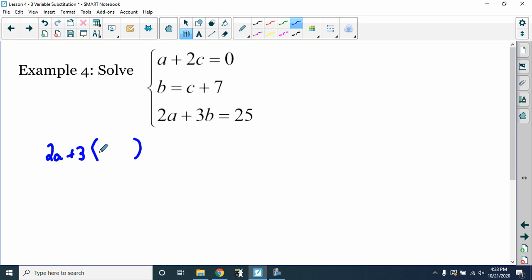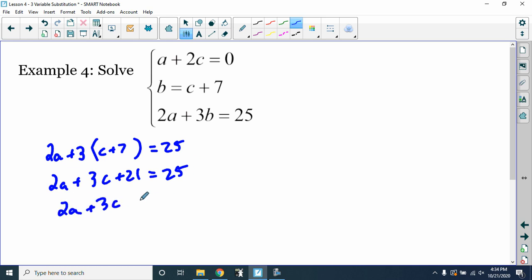2a plus 3b equals 25. And we put c plus 7 in for the b. Distribute. And I'm going to move that 21 over. So all my a's and c's are on the same side, and everything else is on the other side. So there's one equation. It has a's and c's in it. I need a second equation that has a's and c's in it. Remember, our strategy is to take what b is, substitute it into one equation, take what b is equal to, substitute it into the other equation.